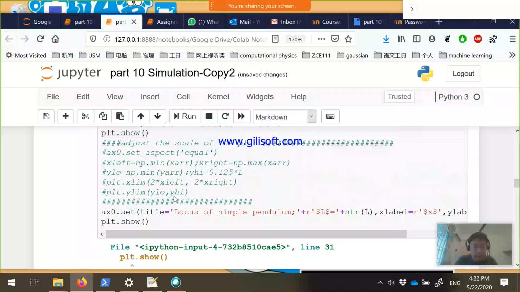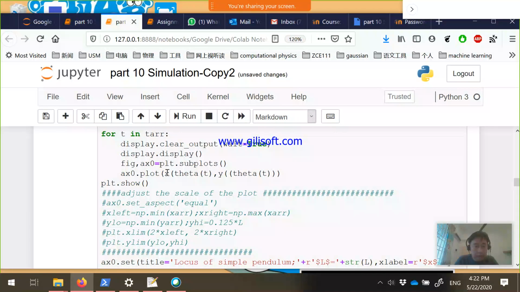So plt.show, because what happened? Something is wrong with this plot show. There are two plot shows here, so I think that is not right. So only one plot show.